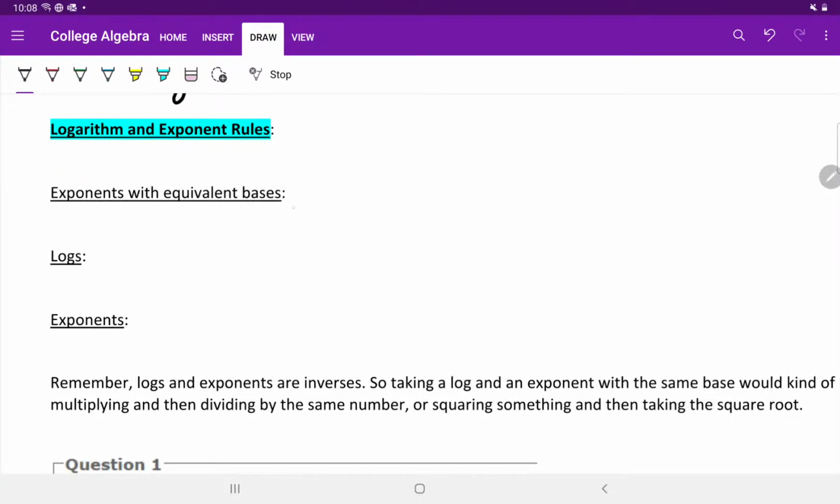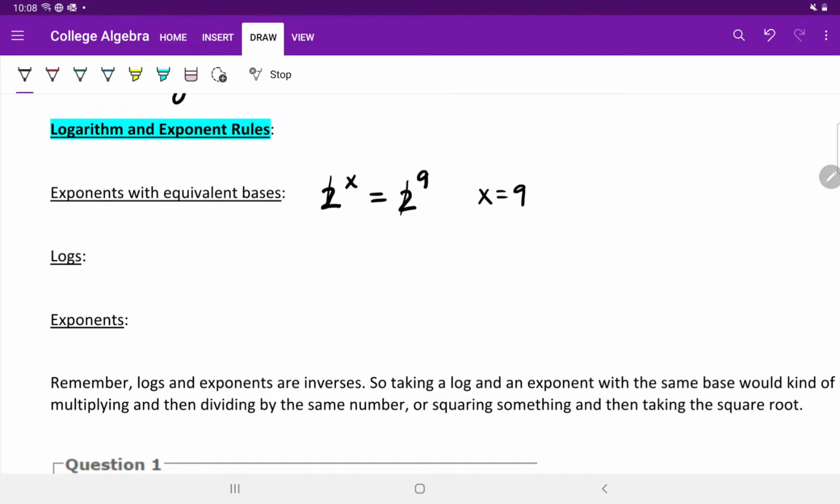The first rule that will help us out quite a bit is if you ever have two equivalent bases. Let's say we have an equation where we have 2 to the x is equal to 2 to the 9th. Well, hopefully it's fairly easy to see that x has to be equal to 9. If 2 to the x equals 2 to the 9th, then these two exponents have to be the same thing. So essentially what you can do is just cancel these 2's out and you get x equals 9.